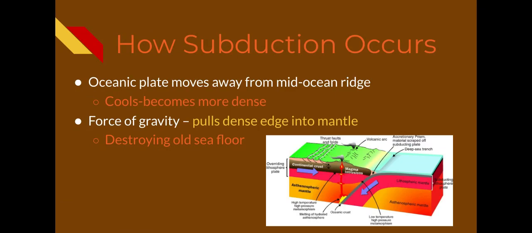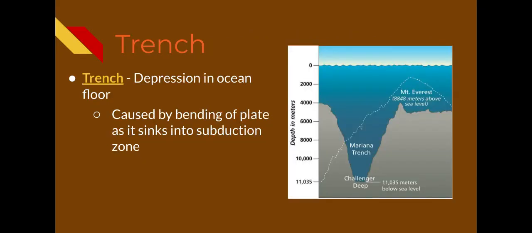So how does subduction work? Oceanic plates move away from the mid-ocean ridge. It cools and becomes more dense. The force of gravity pulls the dense edge into the mantle, and it's going to destroy the old sea floor. At one end of a plate, we're going to have the mid-ocean ridge, or a place where magma comes up. The other side, we're going to have a trench. A trench is a depression in the ocean floor, and this is caused by the bending of a plate that sinks into a subduction zone.